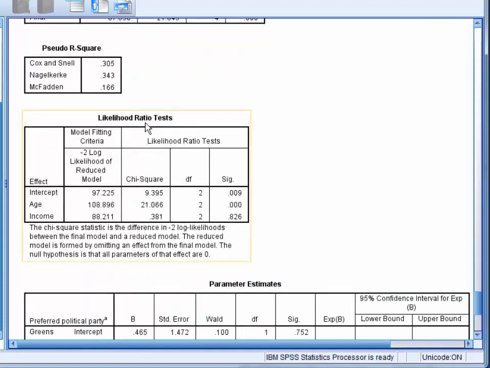Next, we have the likelihood ratio tests for each predictor in the model. For each predictor, we have the log likelihood of the model with that predictor removed, and whether this is significantly different to that of the full model. In effect, this can show us how necessary each of the predictors are. Here, we can see that the model fit does not significantly change when income is removed as a predictor.